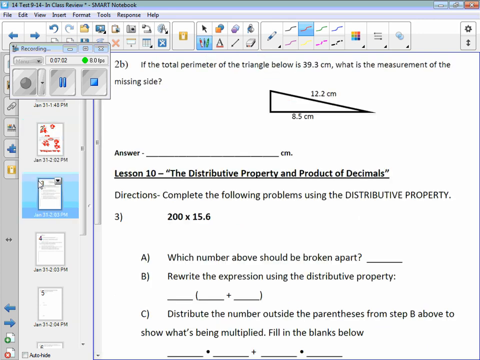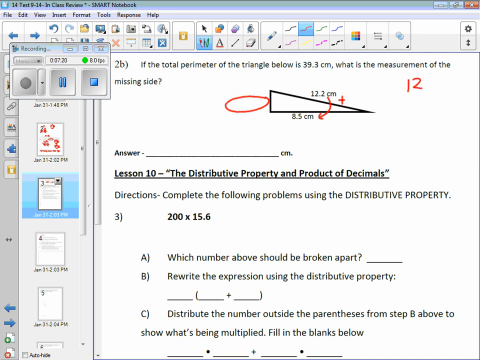Okay, moving on. 2b is a two-part question, because in order to figure out this missing side, you've got to figure out this plus this first. And then you got to subtract that from the total.